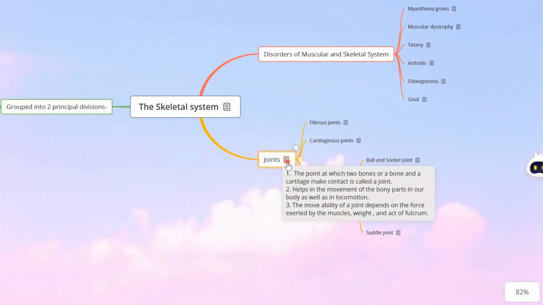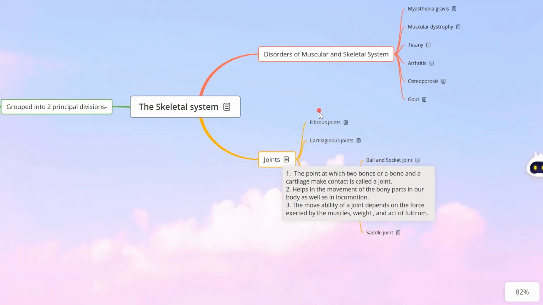And the movability of a joint depends on the force exerted by the muscles, weight, and the axis of fulcrum. So this is actually a main point. Questions might come regarding this point. That is, the movability of a joint depends on the force exerted by the muscles, weight, and the axis of fulcrum.